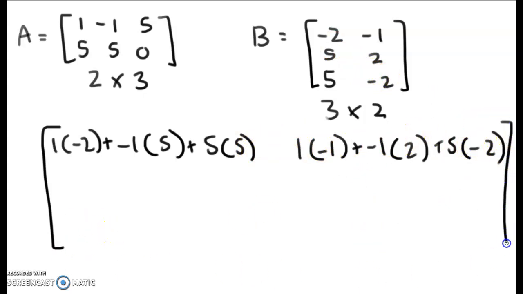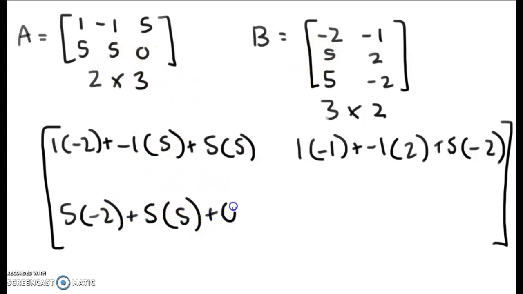Okay, moving on. For our third term, which is right here, we have to take the second row this time of the first matrix and multiply it with the first column of matrix B. So here we have 5 times negative 2 plus 5 times 5, and then plus 0 times 5. So that's our third term.